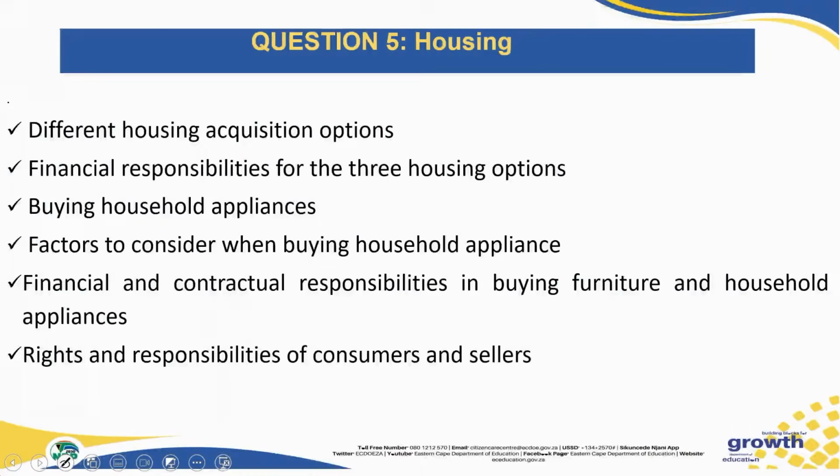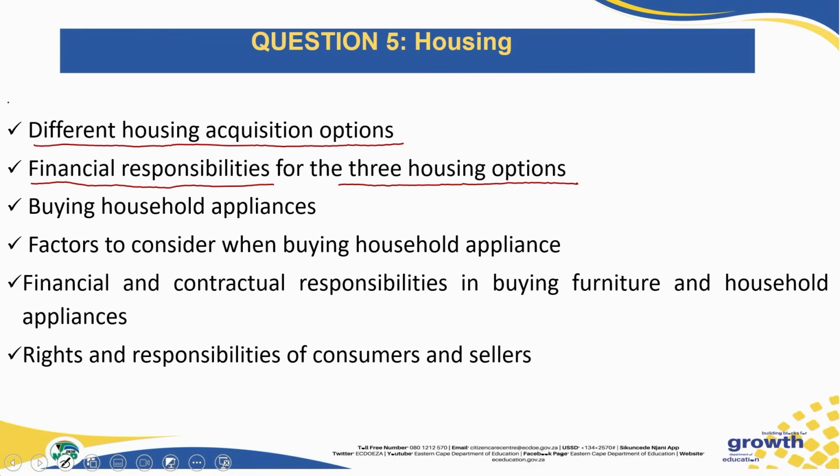In question 5, grade 12s, you'll be assessed on housing. This is the second question that carries 20 marks and a weight of 10 marks. So in this section, grade 12s, you must know the different housing acquisition options. We have 3, which is buying, renting, and building. Be able to provide the advantages for each housing acquisition, and also be able to provide the types of ownerships that are evident in each housing acquisition. You must know the financial responsibilities for the 3 housing acquisition options.